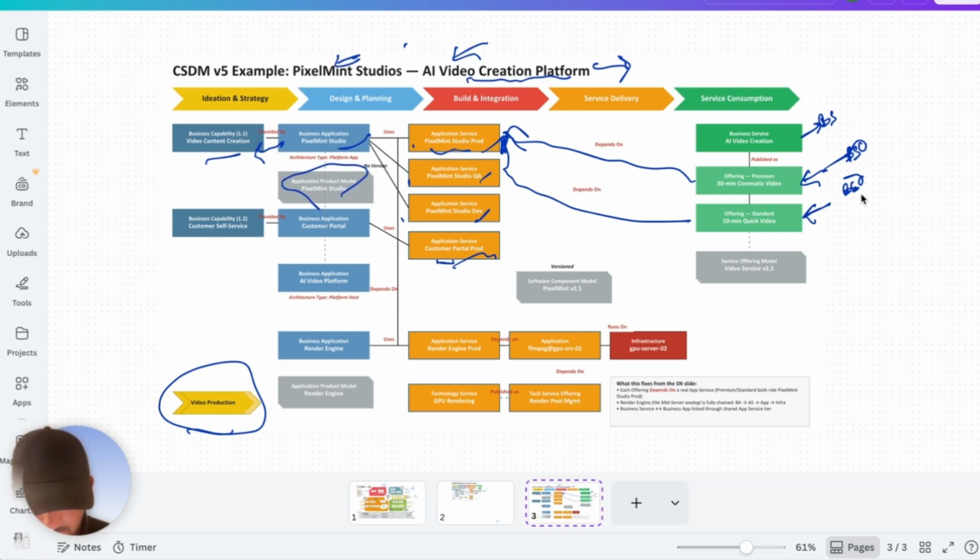Now this application service customer portal prod is connected to customer portal business application, and this business application has a capability of customer self-service. Okay, so you can also use a self-service customer portal to do stuff. And there is another business application called AI video platform. So there is another business application called render engine. Now this render engine uses application service called render engine prod.